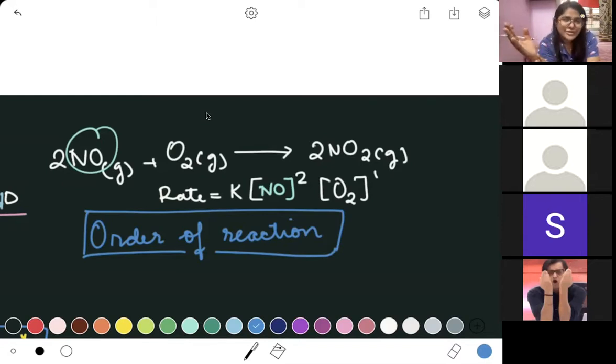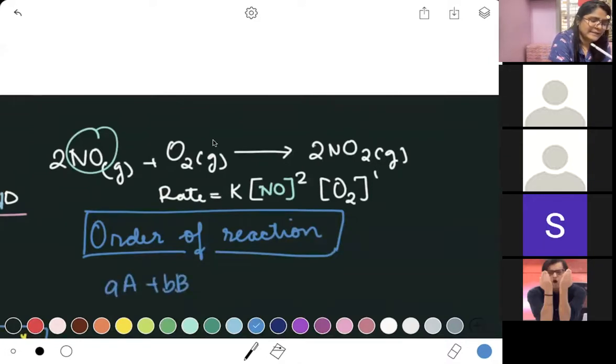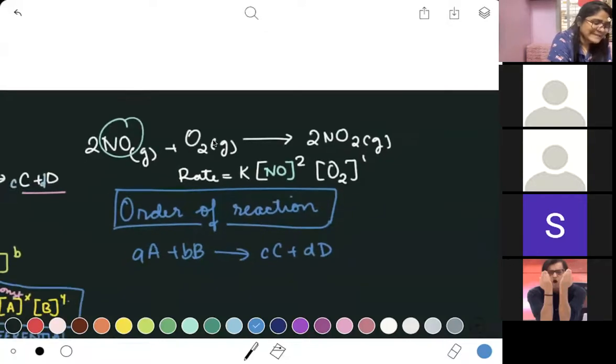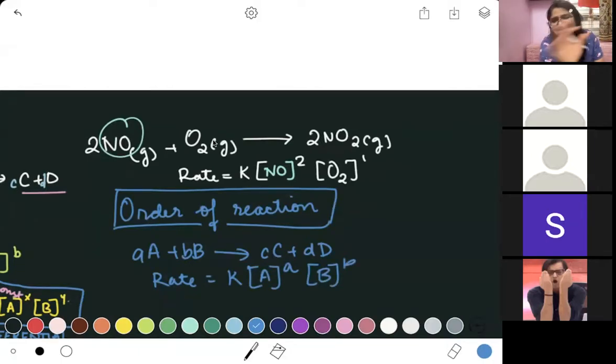What are the powers of my reaction? Can anyone tell me, if I wrote something like aA plus bB is going to give me cC plus dD, and I say that the rate of this reaction is equal to the rate constant into the molar concentration of A raised to a, the concentration of B raised to b. This is something I have.